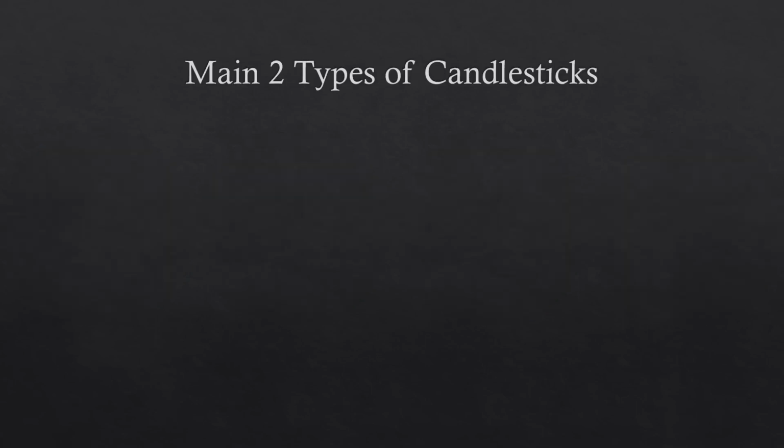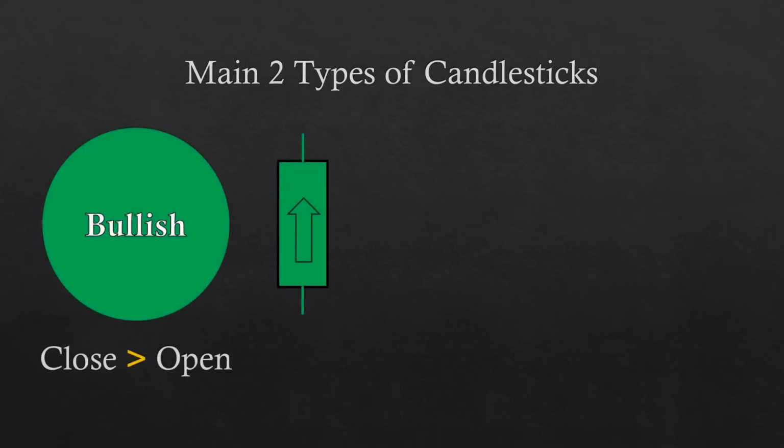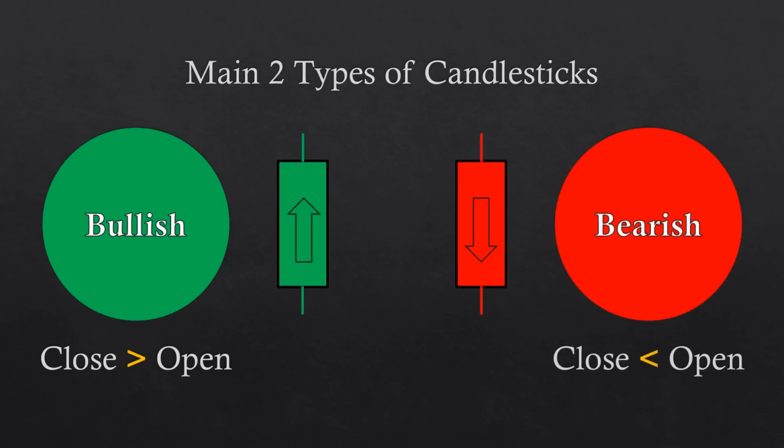There are mainly 2 types of candlesticks: the bullish and the bearish candlestick. The bullish candlestick occurs when the closing price is higher than the opening price. The bullish candlestick is usually displayed as a green candle on the chart. The bearish candlestick occurs when the closing price is lower than the opening price. The bearish candlestick is usually displayed as a red candle on the chart.